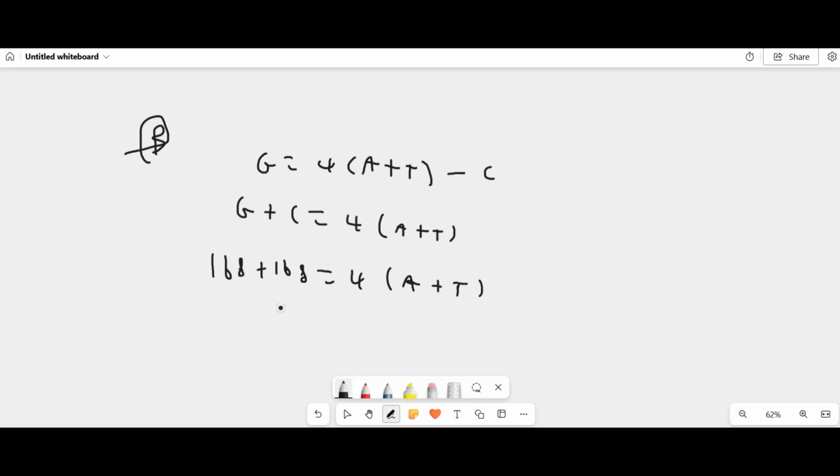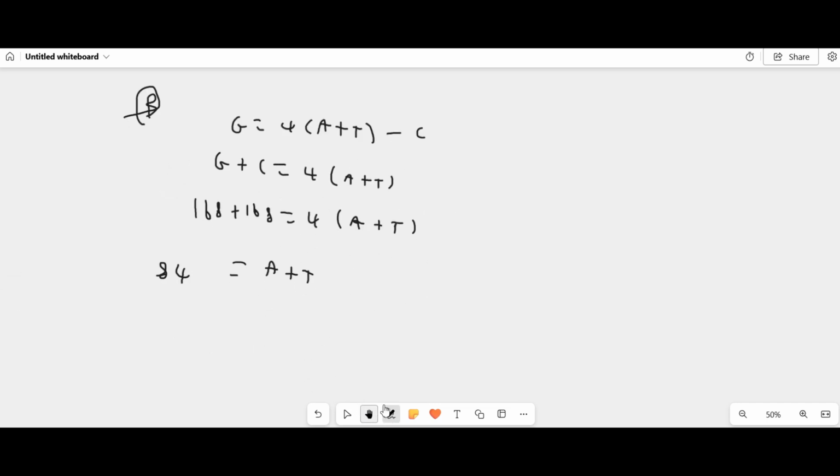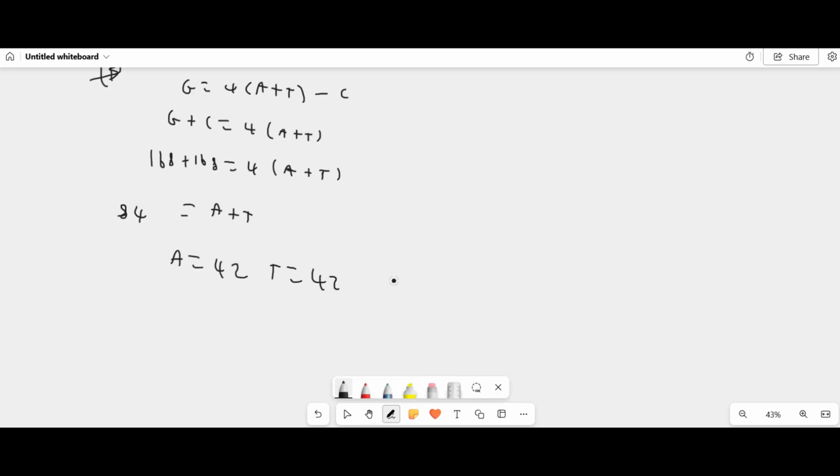Now divide by 4. Add this together, divide by 4, and A plus T is going to be equal to 84. These also have to be the same, so it's 84 divided by 2, which means A is equal to 42 and T is equal to 42. Now add everything together: 168 plus 168 plus 42 plus 42. That's going to get you 420.